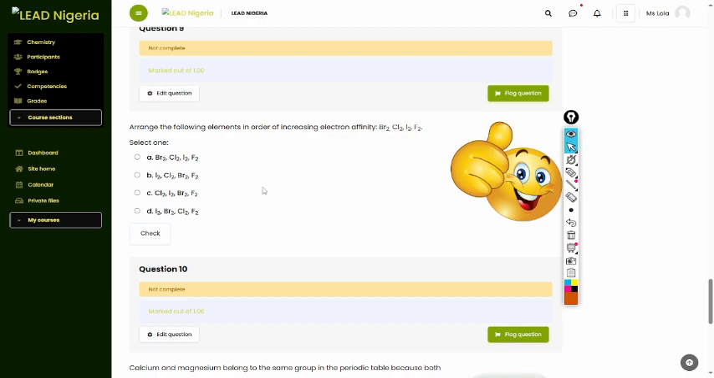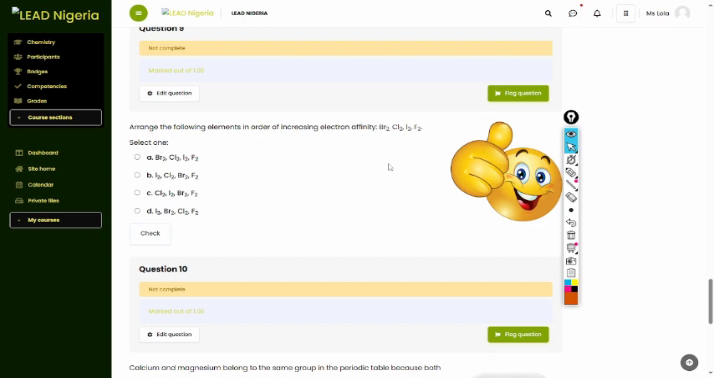Arrange the following elements in order of increasing electron affinity. Electron affinity here is the amount of energy that is released when an atom gains an electron to form a negative ion. So we see that the molecules we have here are all halogens. This is bromine, chlorine, iodine, and fluorine. And halogens belong to group 7 of the periodic table. So for each of them to become stable or form molecules like these, they need to share 1 electron each.